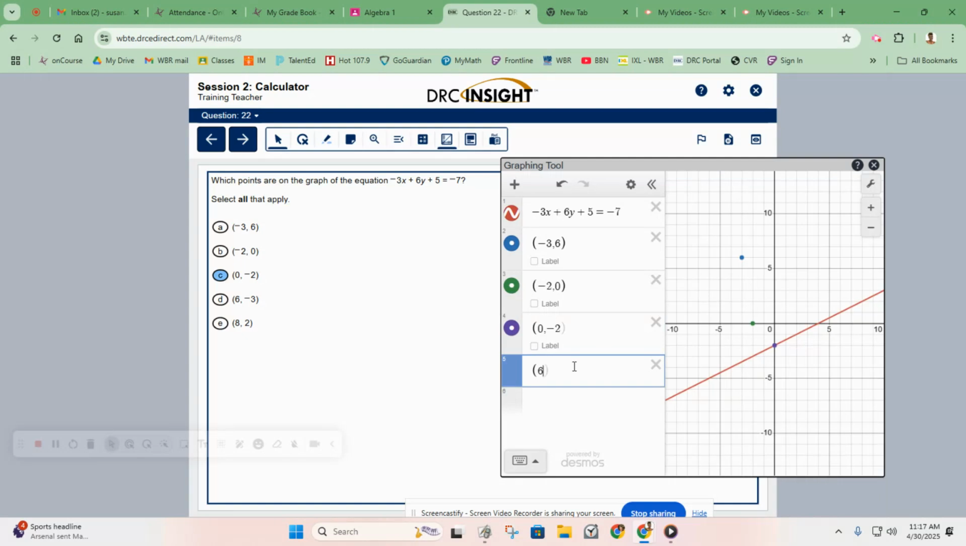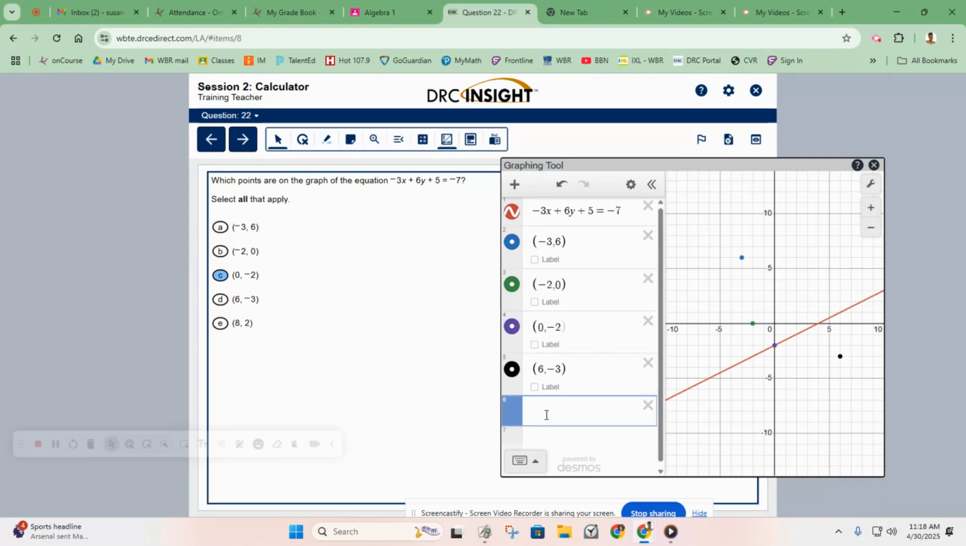Let's try 6, -3. Not on my graph. And the last one, which is 8, 2. That one is on the graph. So C and E are our correct answers.